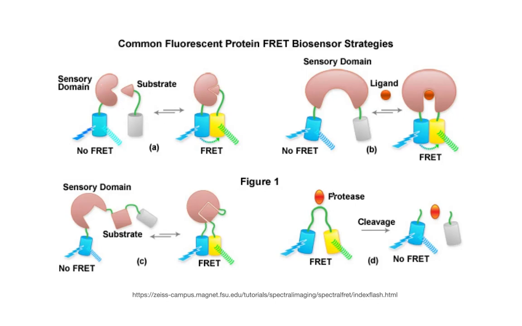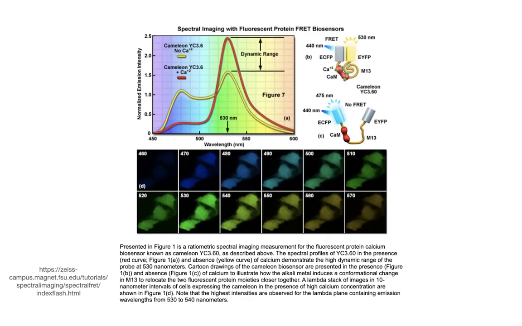In this case, a protease, remember a protease cuts proteins, so this is going to be some sort of peptide or protein with a donor on one end and an acceptor on the other. And if it gets cleaved, then you won't see FRET. But if it does not get cleaved, you will see FRET. FRET can be used in a variety of different ways.